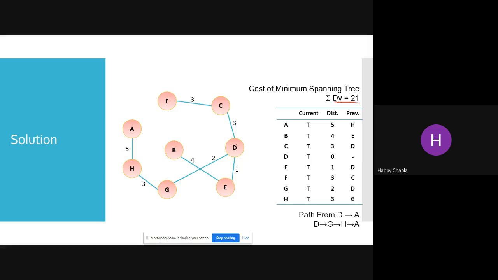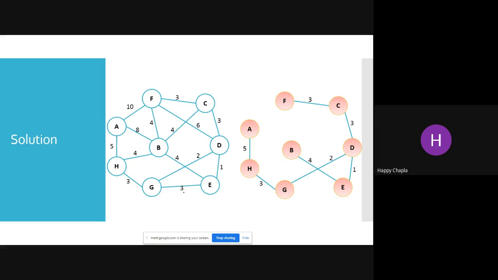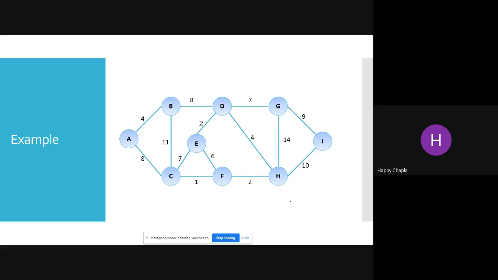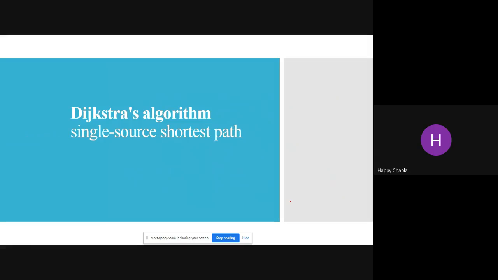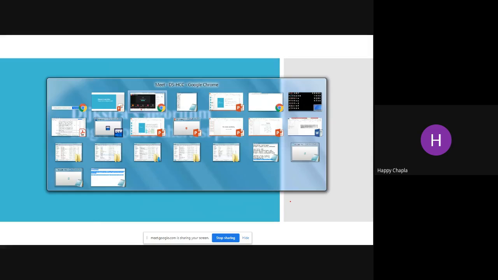If I take D, E and B, it will not give me A. If I take this path D, C and F, it will not give me the required value. So we can choose only D, G, H and A to traverse from D to A. So this is your tree. These two are the examples. Next is Dijkstra's algorithm.